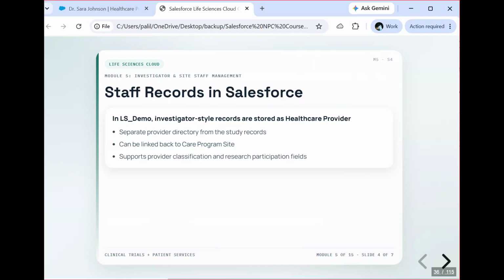In the demo org, investigator-style records are stored as healthcare provider records. I'm going to explain that by picking up an example. So let's go to Salesforce.